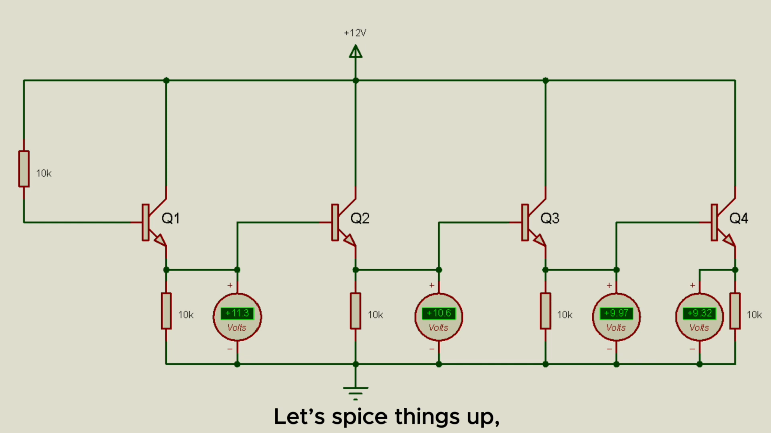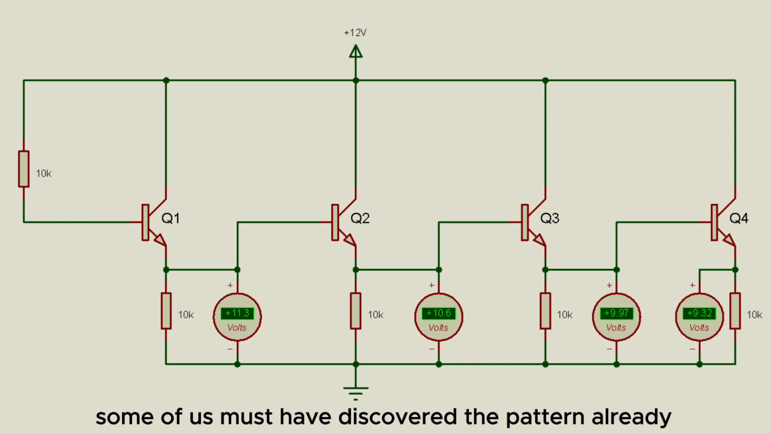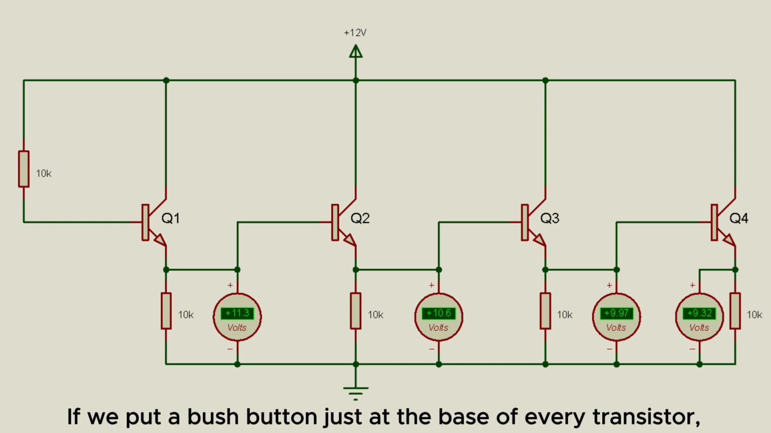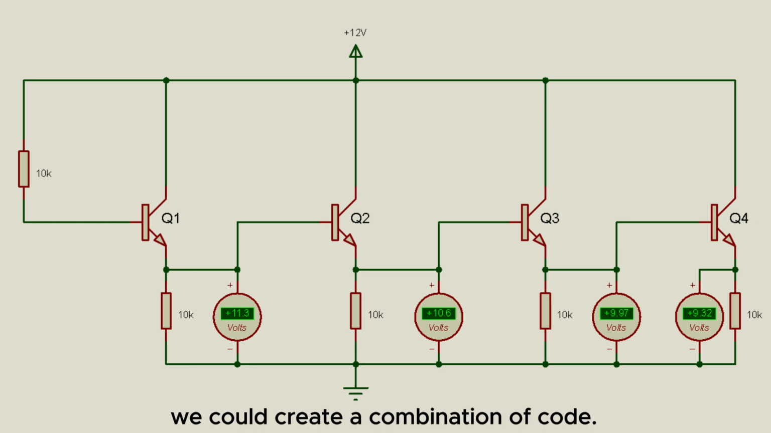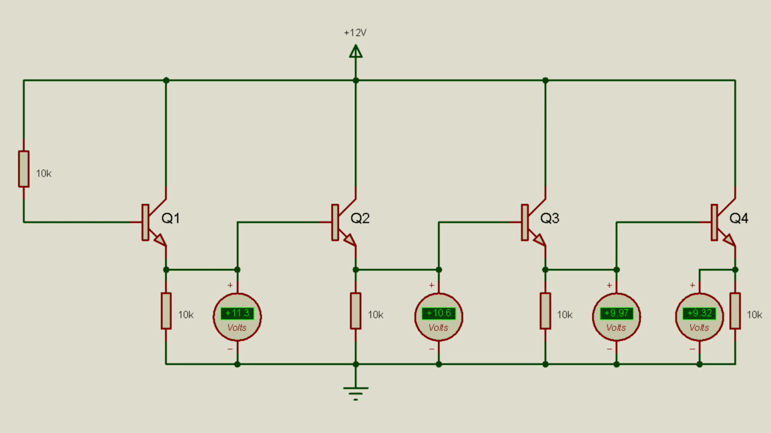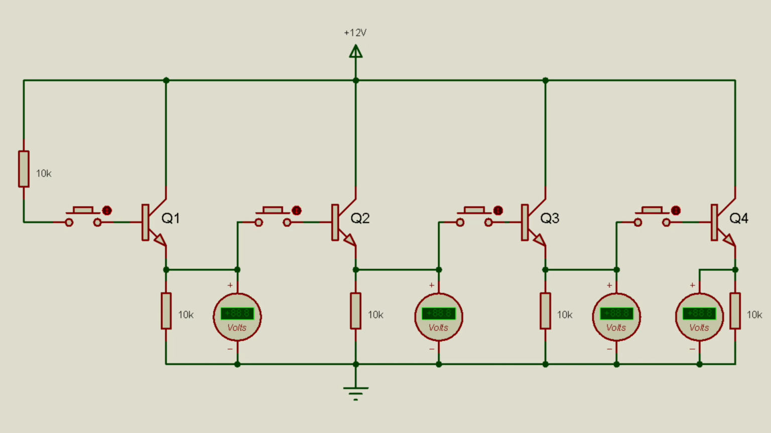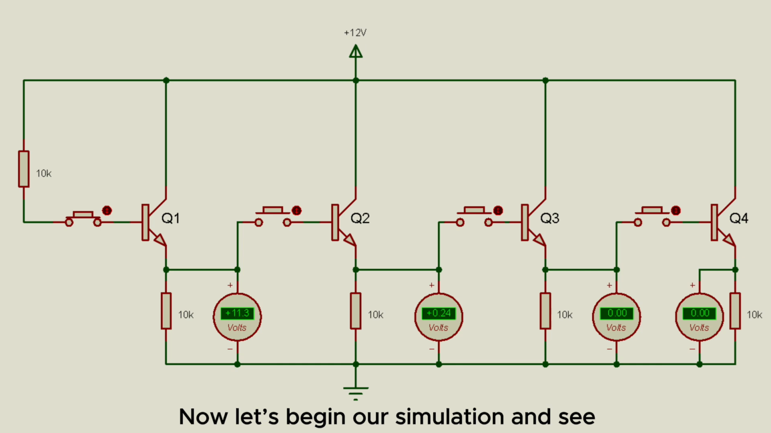Let's spice things up. Some of us may have discovered the pattern already, but for those of us who are a little slow, let's catch up. If we put a push button just at the base of every transistor, we could create a combination of code. First, let's begin with Q1, Q2, Q3, and then Q4. Now let's begin our simulation and see.